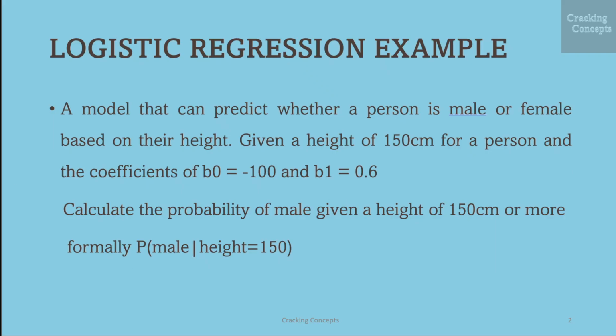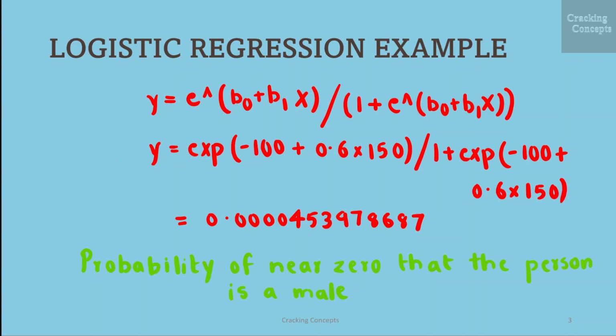Now let us begin with an example of logistic regression. Let us say we have a model that can predict whether a person is male or female based on their height. Given the height of a person is 150 centimeter, and we have the coefficients given as B0 and B1, which is minus 100 and 0.6 respectively. From this, we can calculate the probability of male given a height of 150 centimeter or more as P of male given height is equal to 150. We will use EXP instead of E in the equation.